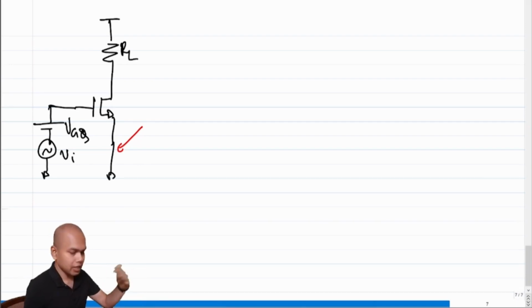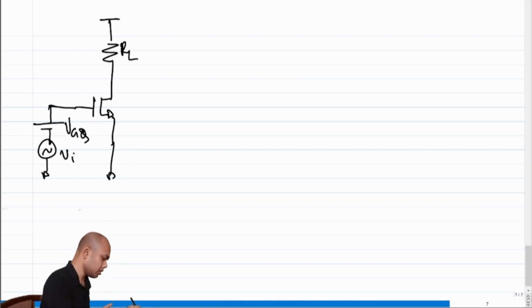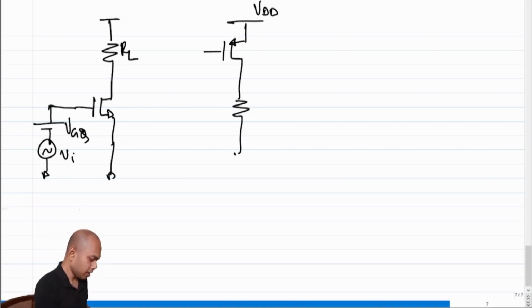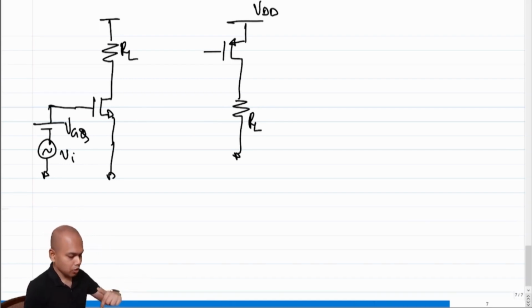Fixed voltage is the lower terminal voltage, which is ground in case of an NMOS. In case of a PMOS transistor, it should be the higher terminal voltage. So this becomes a PMOS transistor. The fixed terminal will be the source, which is VDD. At the drain, we connect RL. The other side of the RL goes to ground, right? So basically everything flipped, right?